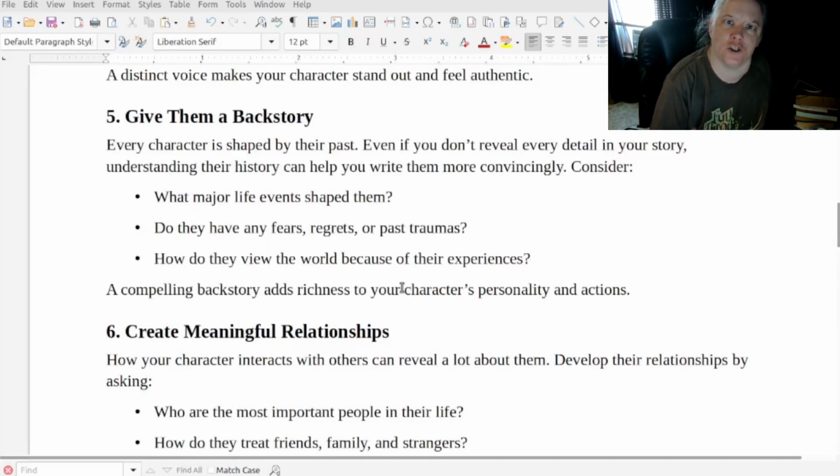Like I was saying, what major life event shaped your character? Does your character have any fears, regrets, or past traumas? How does your character view the world because of their experiences?